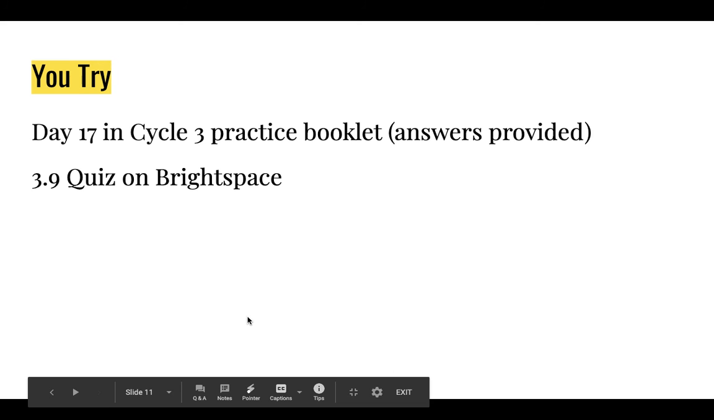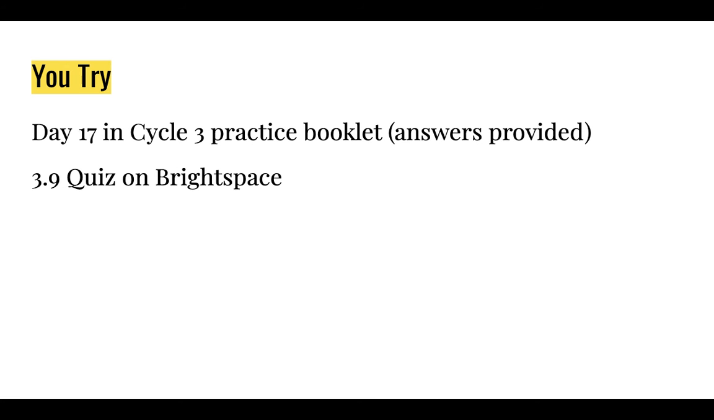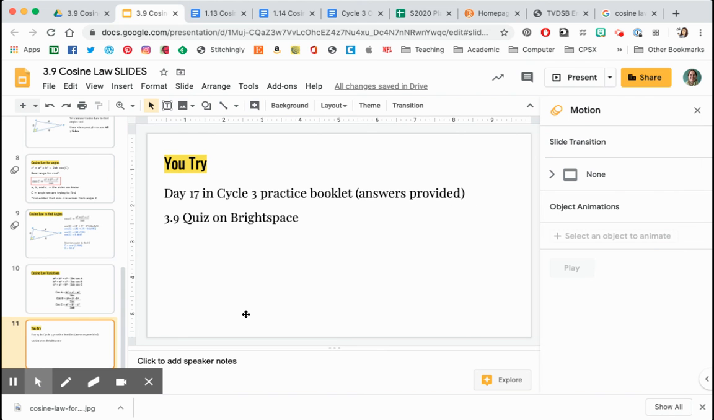Okay, so that's it for the lesson. You can take a look at day 17 in the Cycle 3 practice booklet. The answers are provided in there so you can practice your cosine law. And once you're feeling good with that, you can go ahead and give the 3.9 quiz on Brightspace a try. Okay, if you have any questions, let me know using that envelope icon in the top right-hand corner of Brightspace.